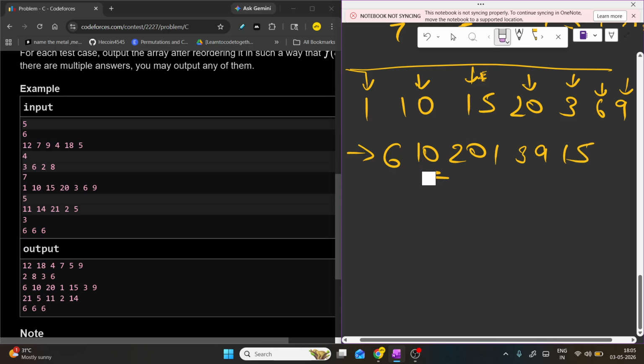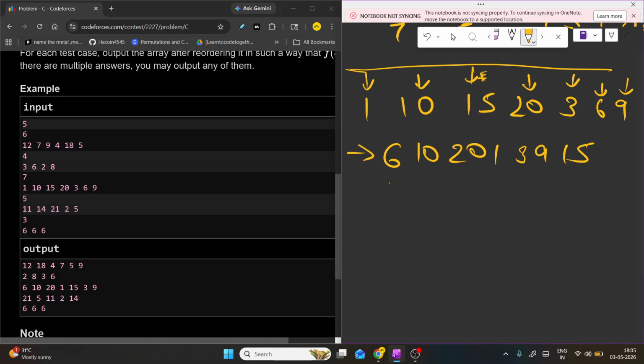Now, why are we doing this? Let me just write it. This consists of 2 and 3. This consists of only 2. No 2 and 3.